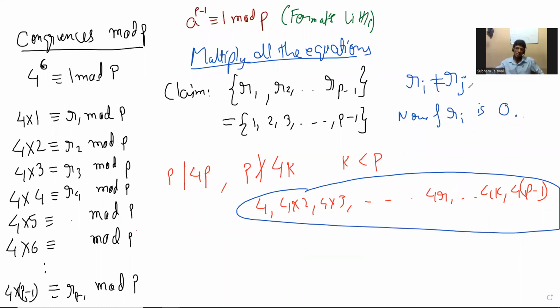This is clear, because that's the statement: P cannot divide anything. Obviously, 4 times something less than P, P cannot divide it because P is co-prime with 4. That is the key. P is co-prime with 4, and in fact with anything that is less than P. So none of them are 0. That is clear, but we want to show that they are all different.